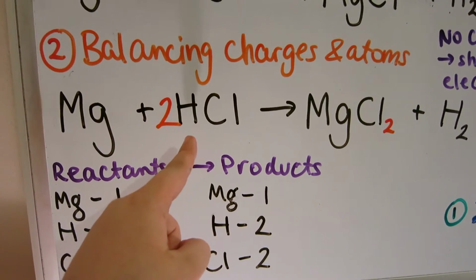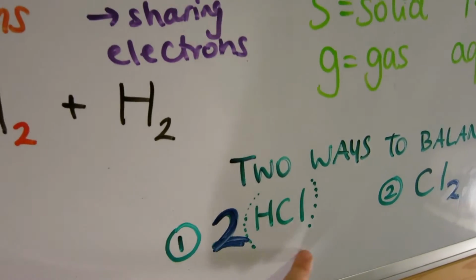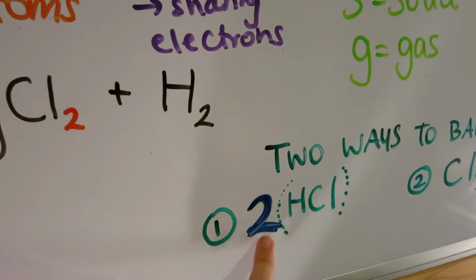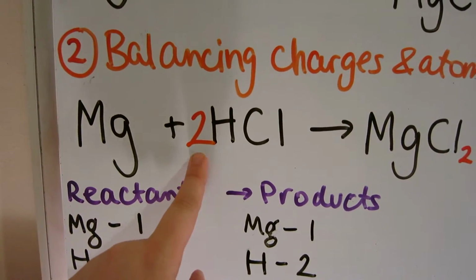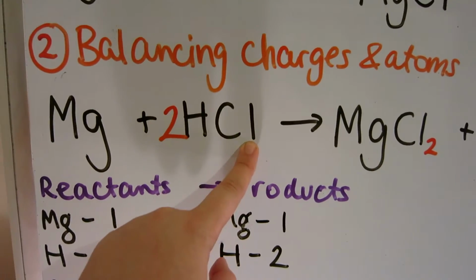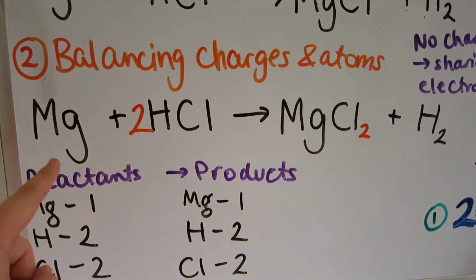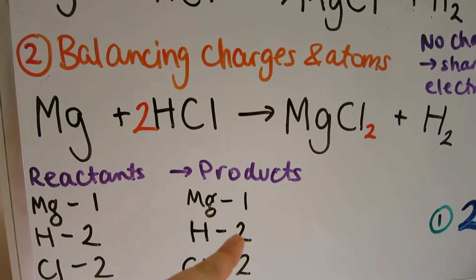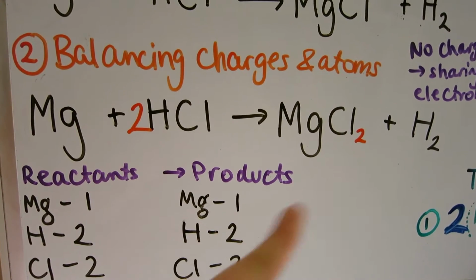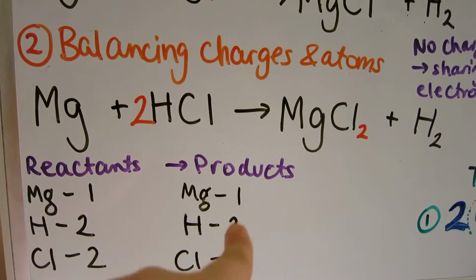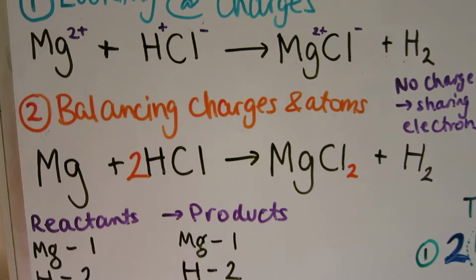So we need to now balance it out. Remember we can have our imaginary brackets. So this is actually what we use for this one. So we put the 2 outside, so we have now 2 hydrogens and 2 chlorine atoms. So, do we have a balanced equation? We have 1 lot of magnesium, 1 lot of magnesium, 2 hydrogens, 2 hydrogens, 2 chlorines, and 2 chlorines. Done. That is our balanced equation.